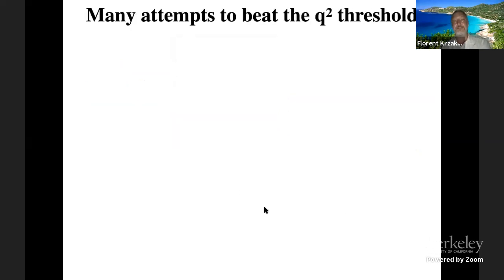So we tried. There have been many attempts to beat this Q-squared threshold, to find a polynomial algorithm that gives you provably, or even empirically, a positive overlap with the truth for lambda smaller than Q-squared. Of course, Monte-Carlo simulations fail. If you run Monte-Carlo starting from a random initial condition, it seems that you have to run it for exponential time to start to see something good. So it's not good.